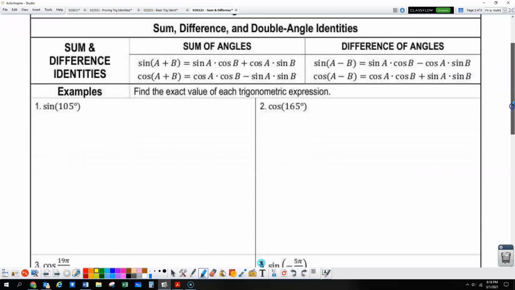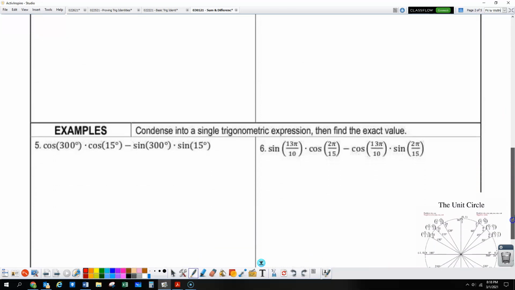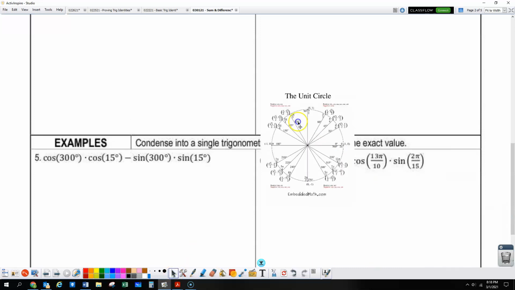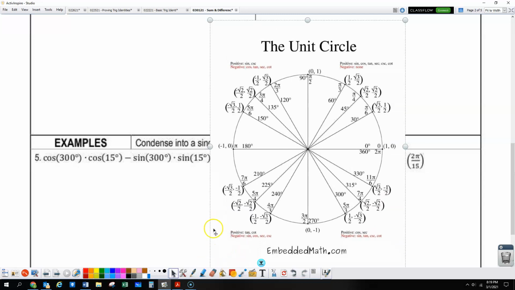All right, let's look at some examples. So here I'm trying to look for sine of 105. You need to come up with two angles that you know that add up to 105 degrees. So let's look at our unit circle. I want two angles that I can add up to 105. If I look here, 30, 105 minus 30 would be 75, right? Yeah, and I don't have 75.